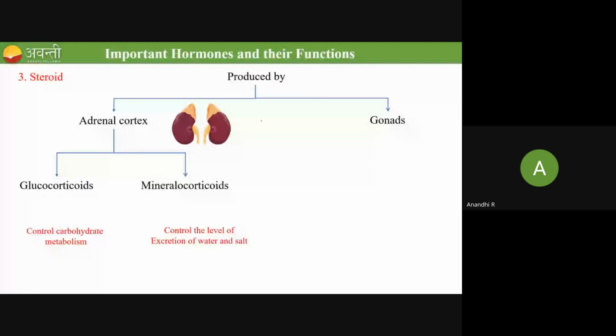Yes, steroids are produced by the adrenal cortex and gonads. The adrenal cortex gives glucocorticoids, which control carbohydrate metabolism. And the other one is mineralocorticoids, which control the level of excretion of water and salt. So the mineralocorticoids and glucocorticoids should function properly, so that all the metabolism in your body takes place in a proper way, and the excretion goes in a good manner. And the gonad hormone in males is called testosterone, and in females we have estradiol.